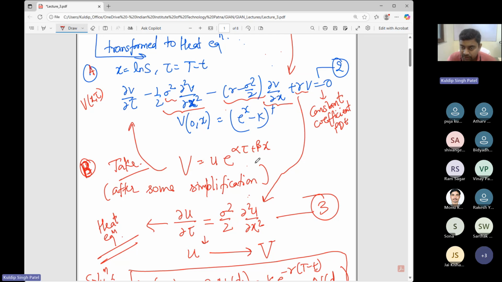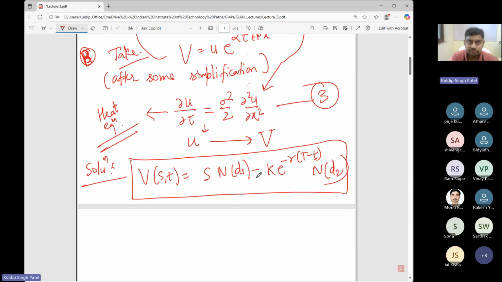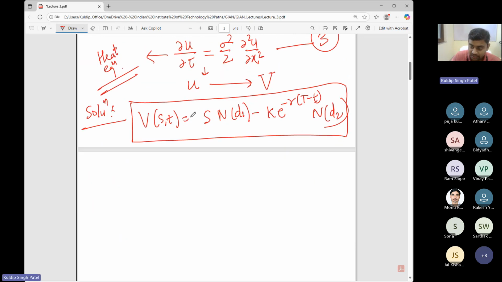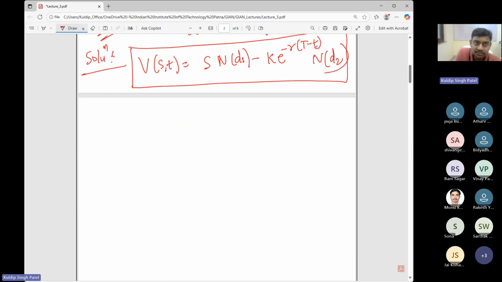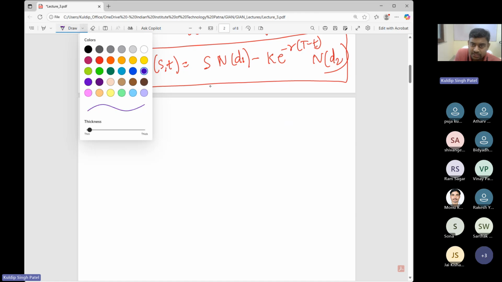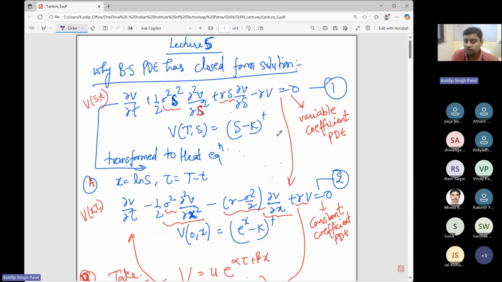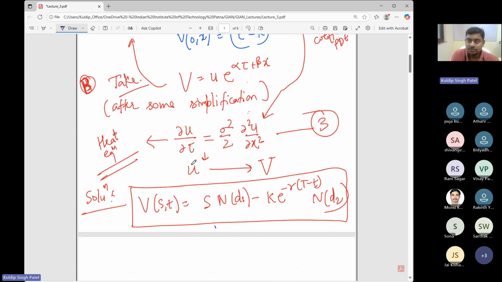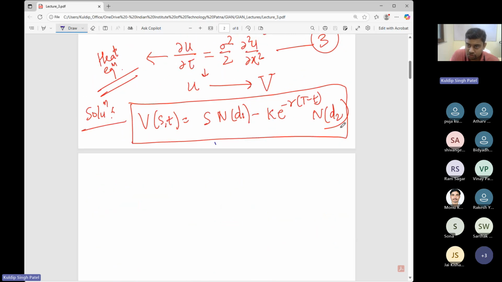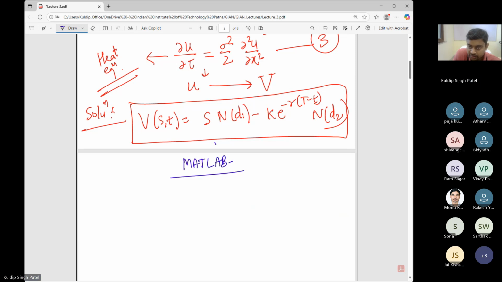Now, please try to understand, this is the reason that Black-Scholes can also be converted into a heat equation. So what we do, we can solve this heat equation and convert back to the problem of option pricing, right? So I'll stop here with this theoretical part. Now we will go for hands-on, right?